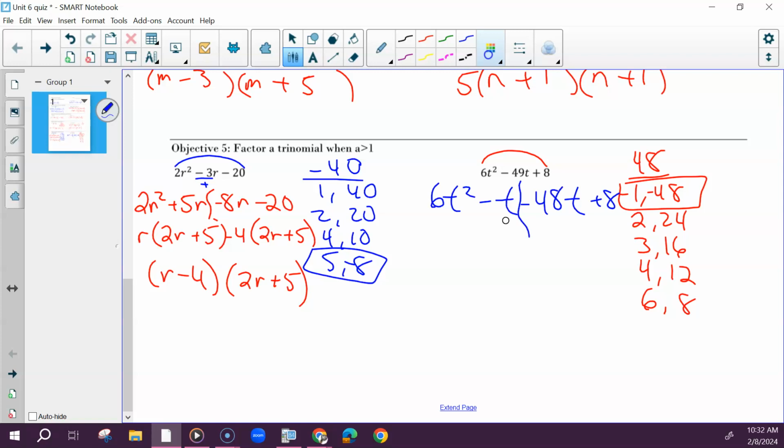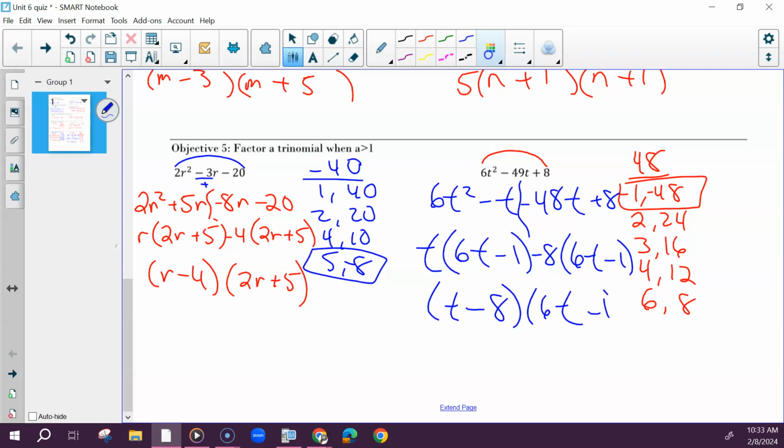GCF of these two would be t. I'm making my t's look fancy so that we don't confuse them. So we have 6t minus 1. GCF of these two would be 8, but negative 8, because of this one. So whatever this is, make that negative or positive. So like here it was negative, so we made it negative. Then we have 6t minus 1. And our two factors would be t minus e and 6t minus 1.